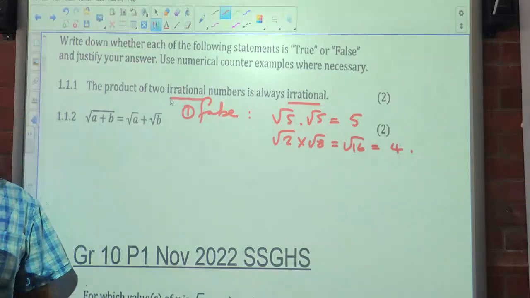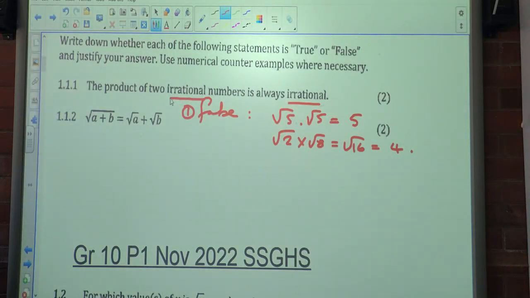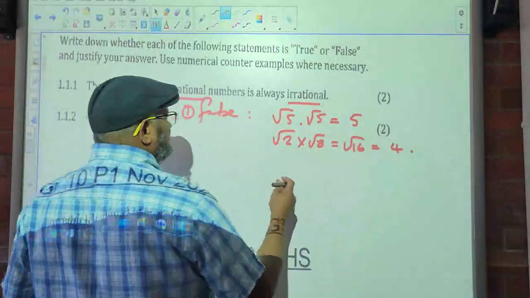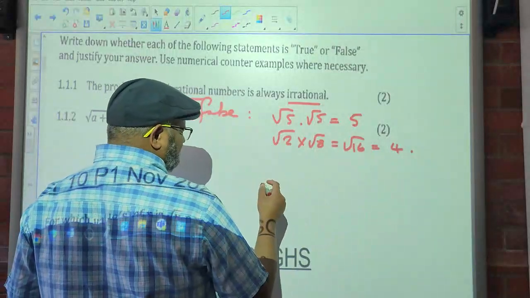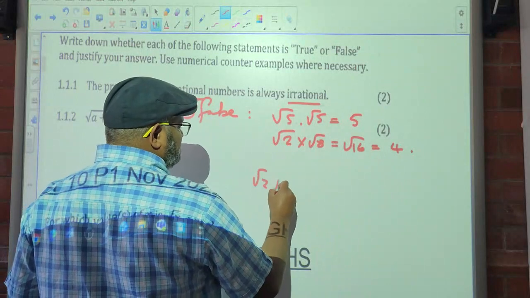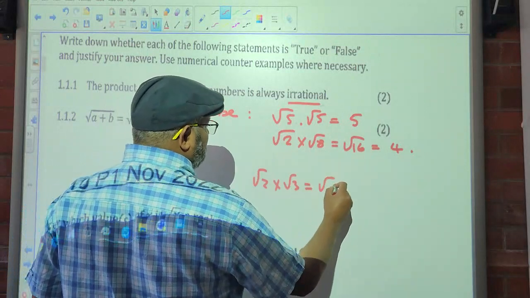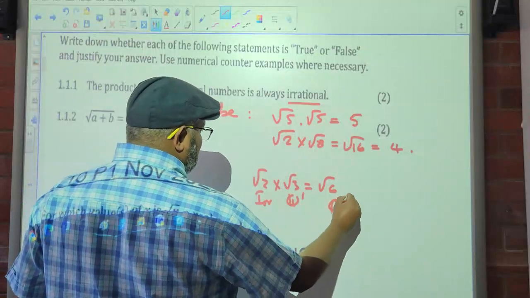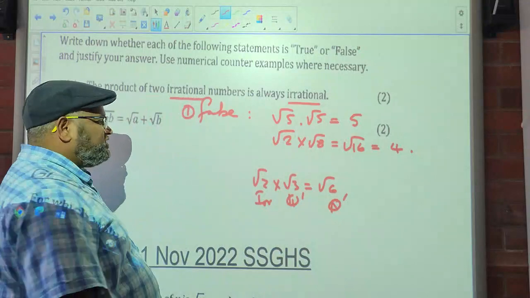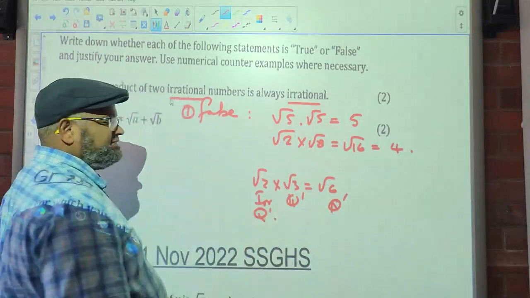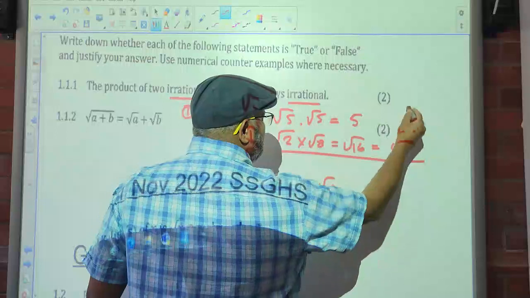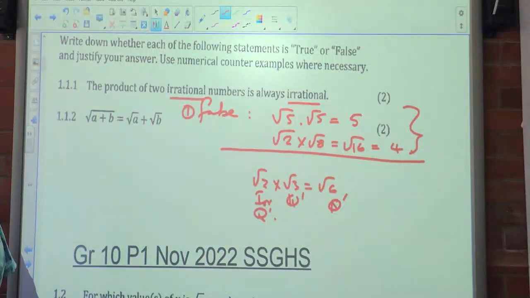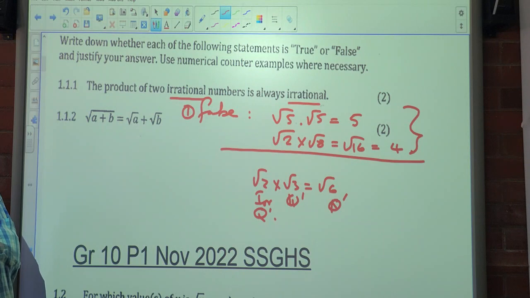Yes, Michael? Are they always irrational? No. If you look at the square root of 2 times the square root of 3, that is the square root of 6. So that is irrational times irrational giving irrational. They wanted to know, is this always the case? No. It's not always the case. Does it make sense?